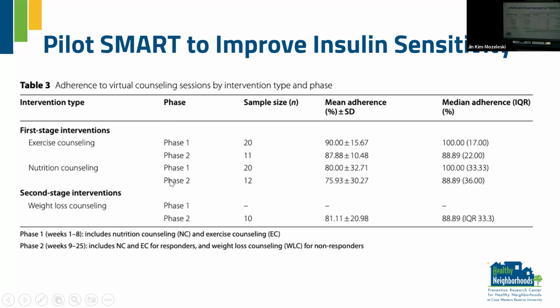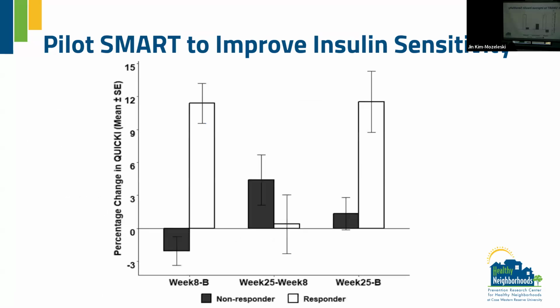And so this table is straight from the original paper, and it looks at adherence. They had pretty good adherence. I think the worst one was the nutrition counseling in phase 2, which had the lowest adherence, but overall, fairly decent adherence to the various treatments, interventions.